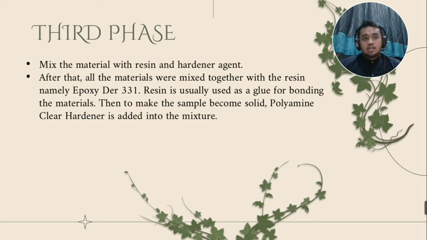For the third phase, we mix the material with the resin and hardener agent. After that, all the material will be mixed together with the resin, namely epoxy DER331. Resin is usually used as a glue for bonding the material. Then to make the sample become solid, polyamine clear hardener is added into the mixture to get the bonding for the material.